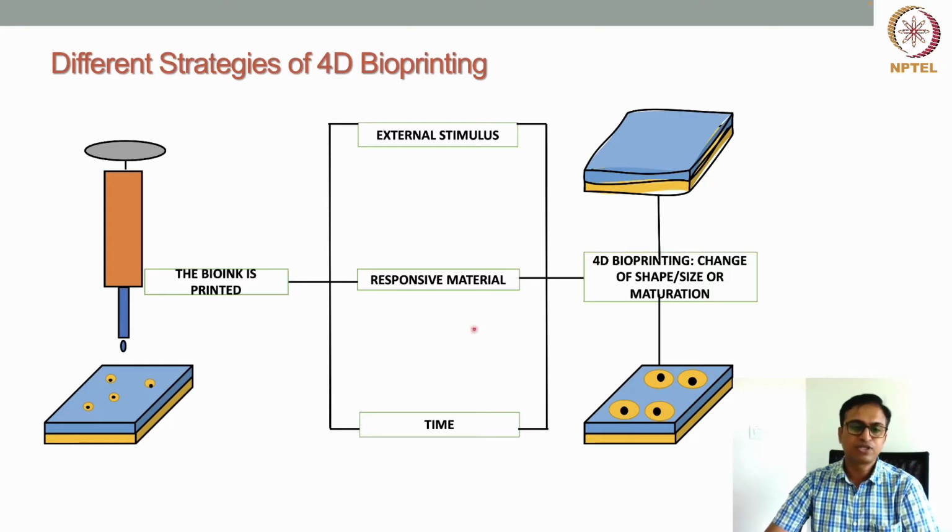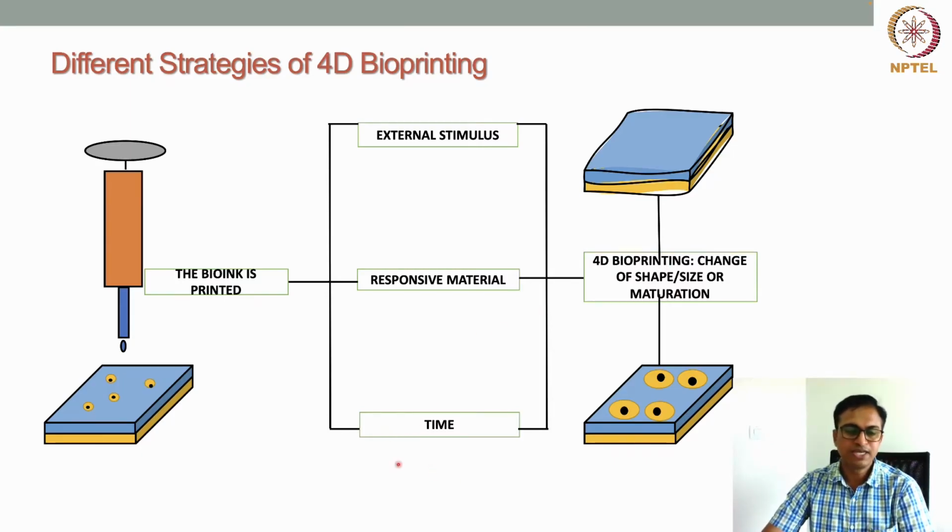Typically for this, different responsive materials are mostly used. They are called smart materials, or smart biomaterials. These biomaterials can respond to different types of stimuli, and then this programmable change in size and shape can happen. So all these things can be related to 4D bioprinting.